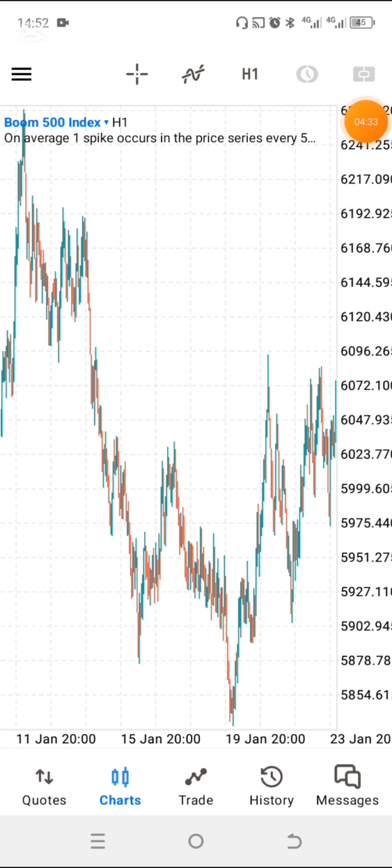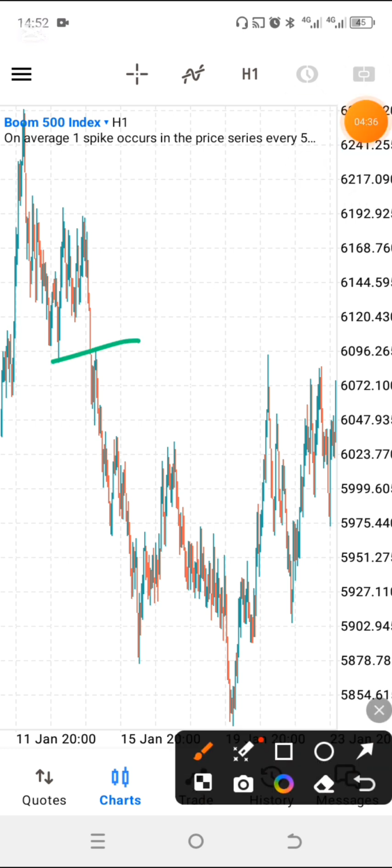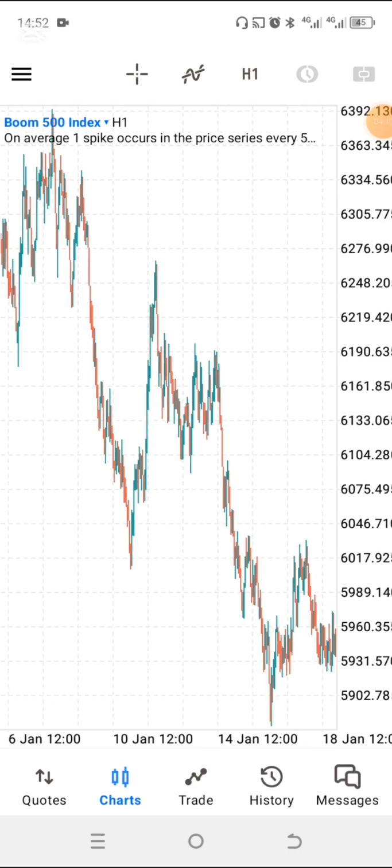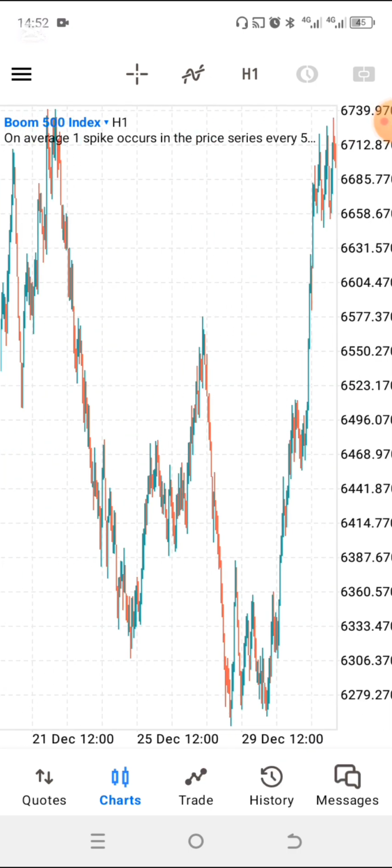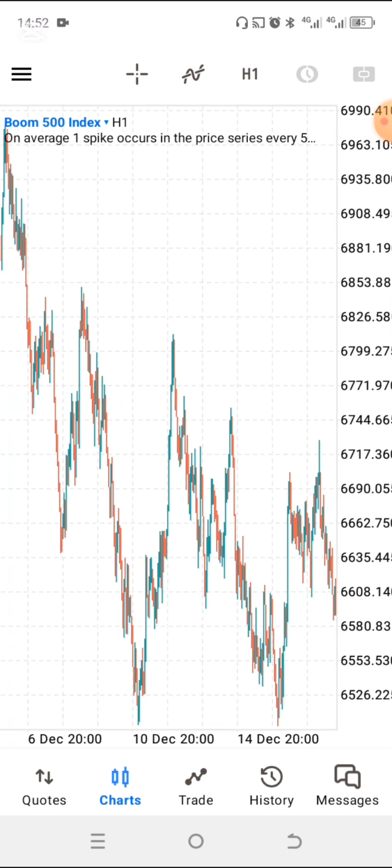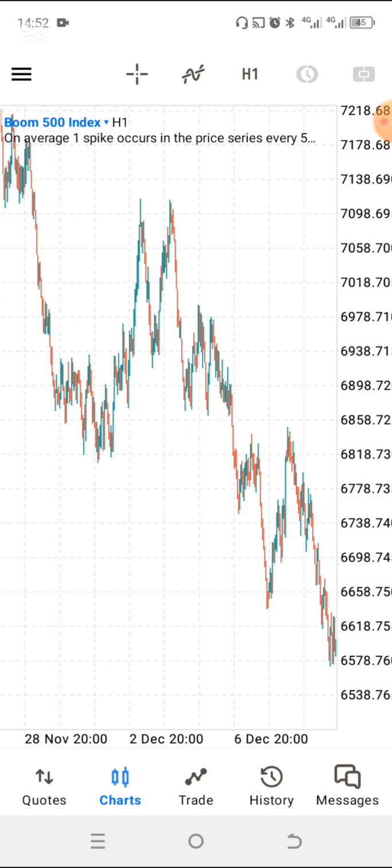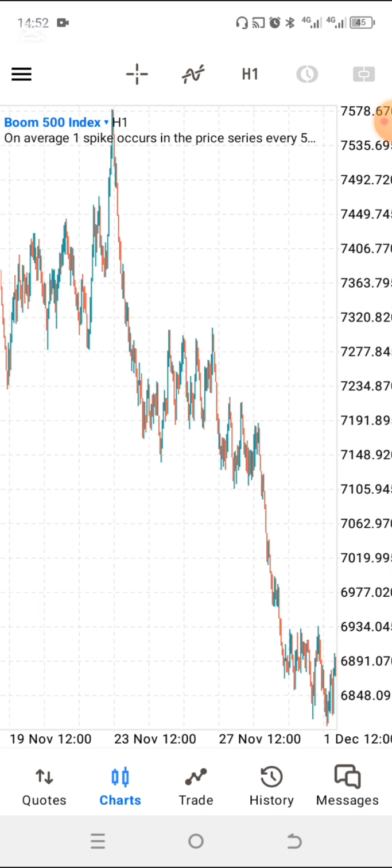So it's actually very, very simple. Breaking market structure, small pullback, and then we continue. So that's what you have to look for. That's the first strategy that I'm going to be sharing with you. And the other one is using what?